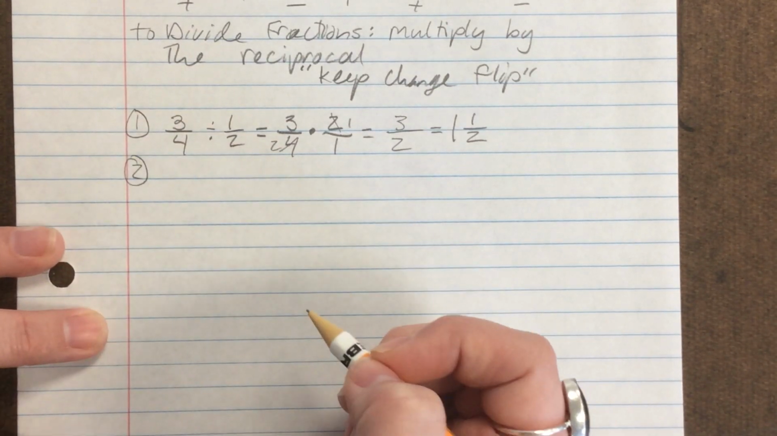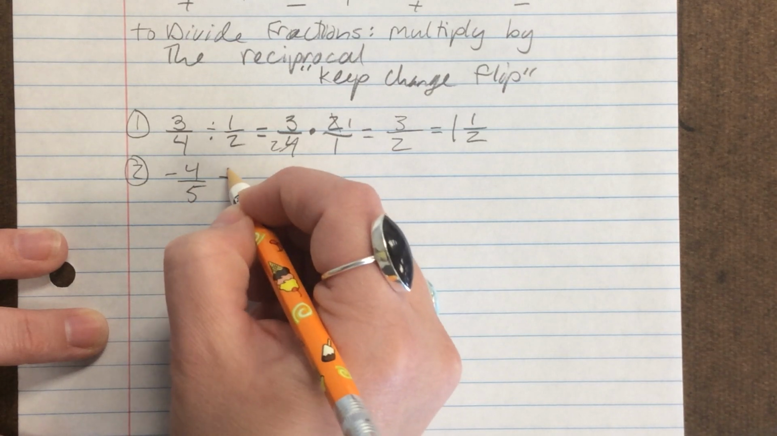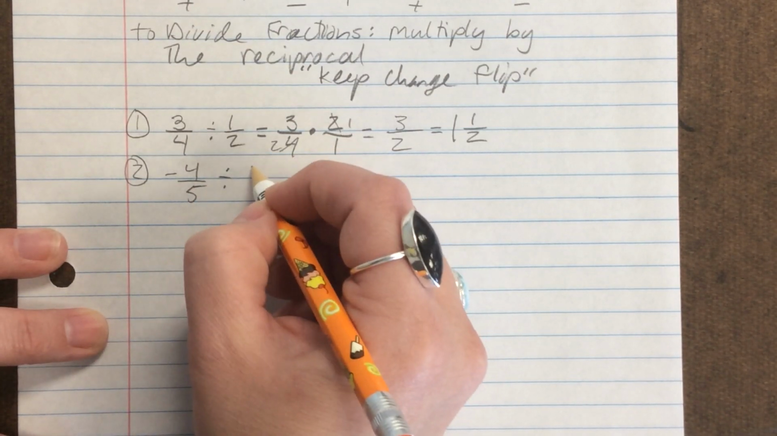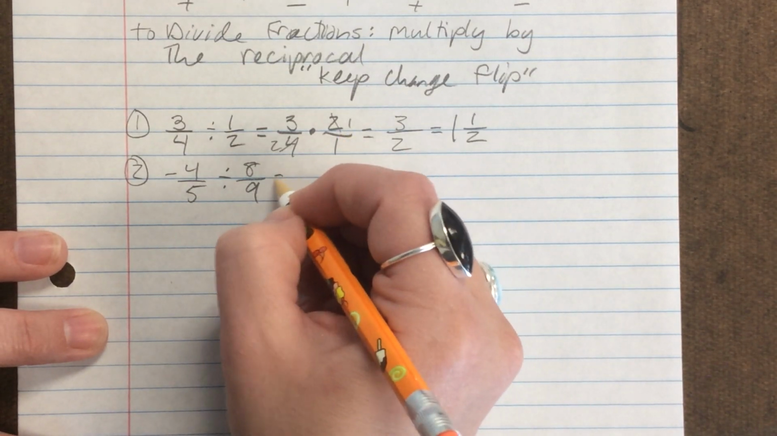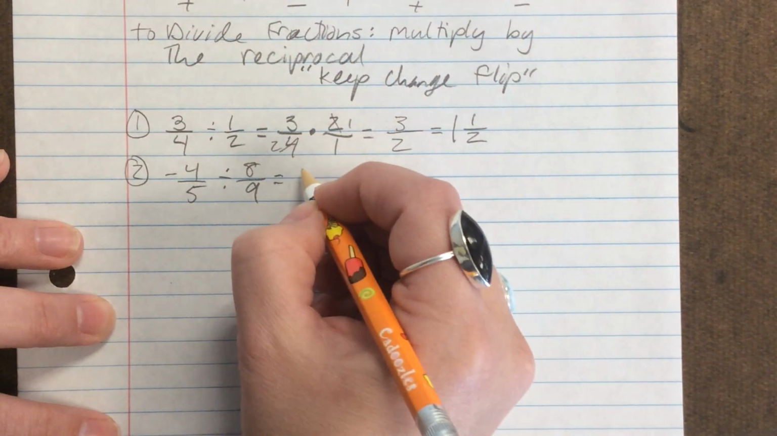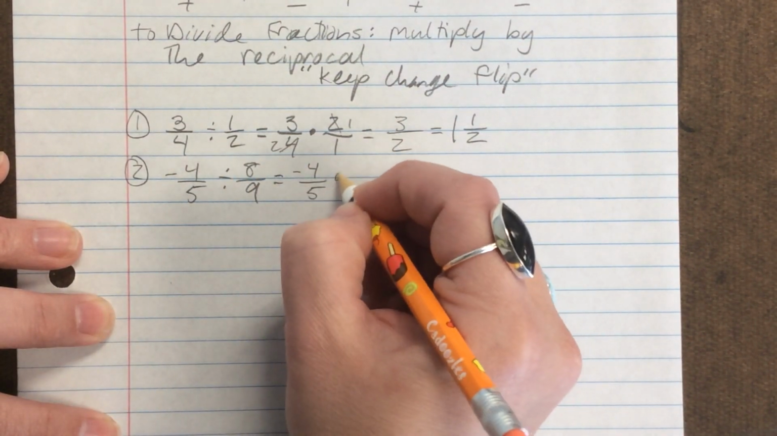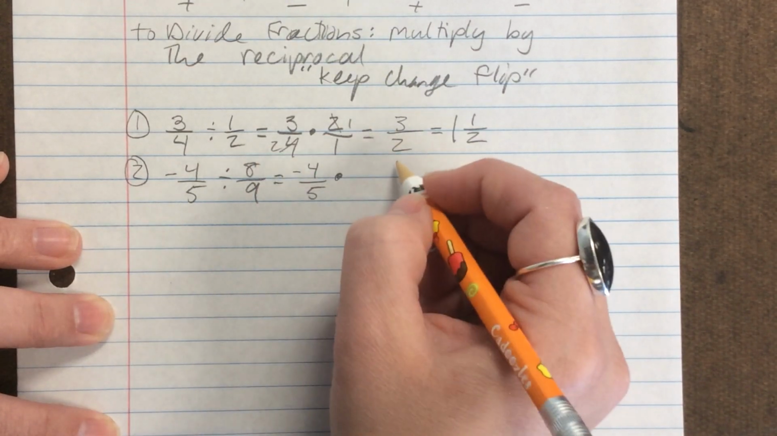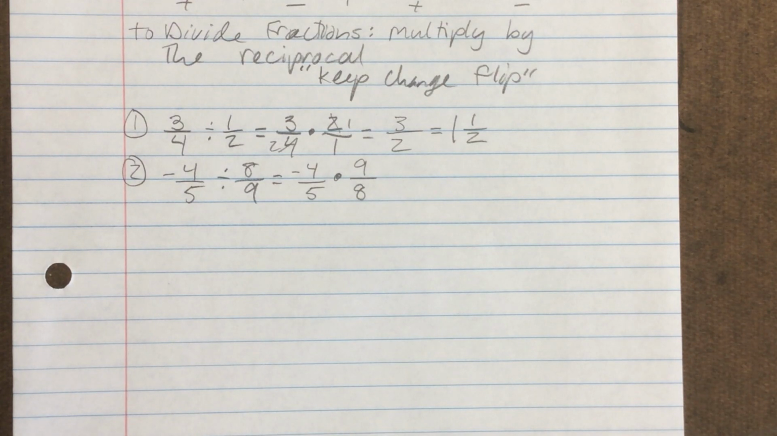And we'll try it again. This time we'll throw in some negatives. -4/5 divided by 8/9. Okay, so before we do anything else, we're going to keep, change, flip. Keep the first fraction. Change divide to multiply. And then flip the second one. It becomes 9/8.